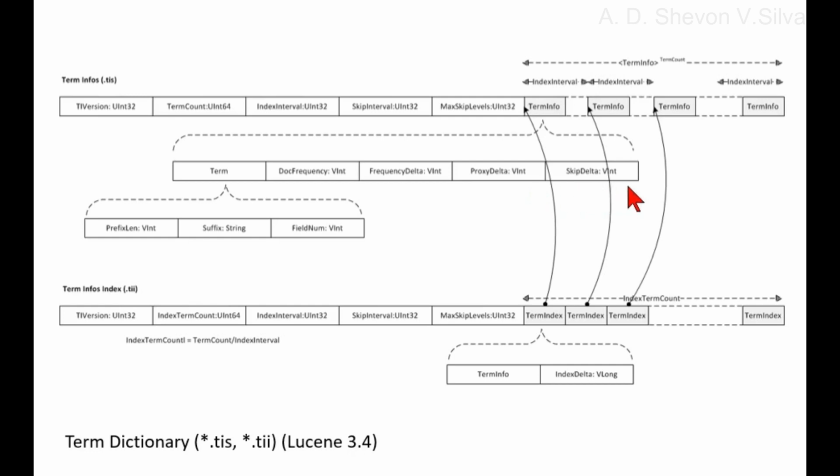Skip delta determines the position of this term's skip data within the .frq file. In particular, it is the number of bytes after the term freq data that the skip data starts. In other words, it is the length of the term freq data.